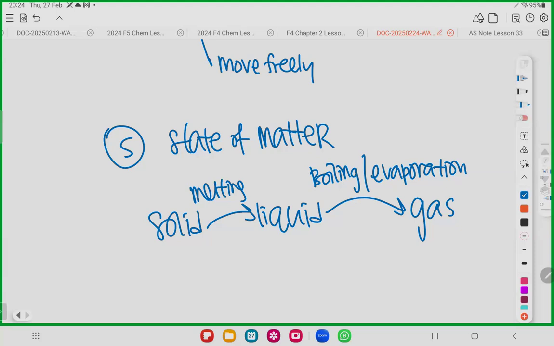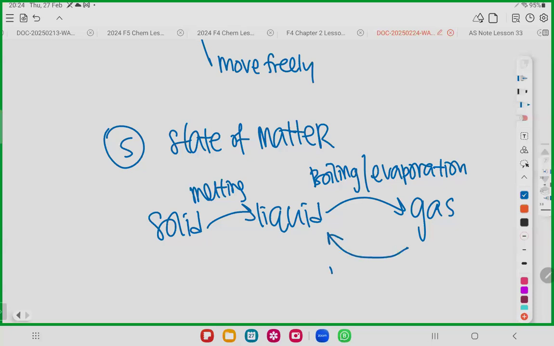So liquid boils at the boiling point. Evaporation happens at any temperature. Another one: boiling happens throughout the whole liquid. Evaporation only takes place at the surface.